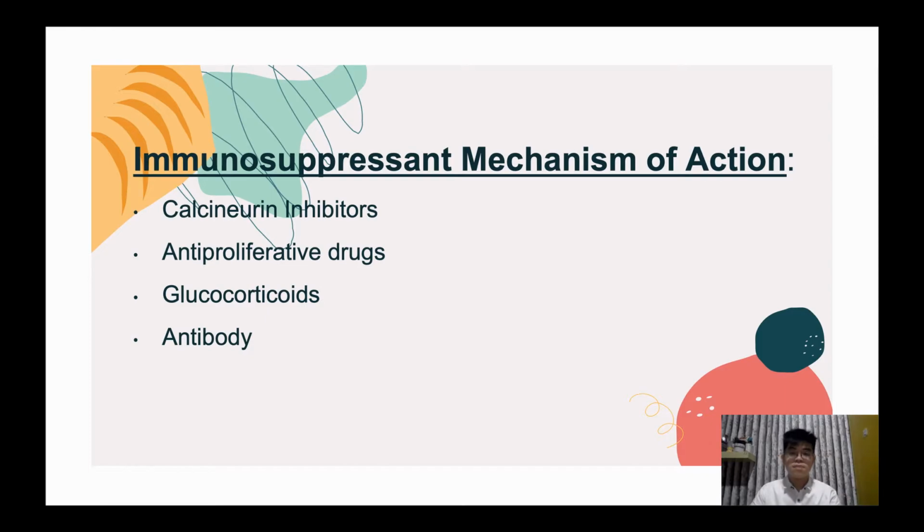Alright, now I'm going to explain about the mechanism of action of immunosuppression and immunostimulant. The first one is the immunosuppression. The exact mechanism of action of immunosuppressive drugs is a challenge to explain, partly because the physiology of the immune response has not been completely understood yet. So there are four major classifications of immunosuppressants, namely calcineurin inhibitors, anti-proliferative drugs, glucocorticoids, and antibodies. So I'm going to explain the first two.